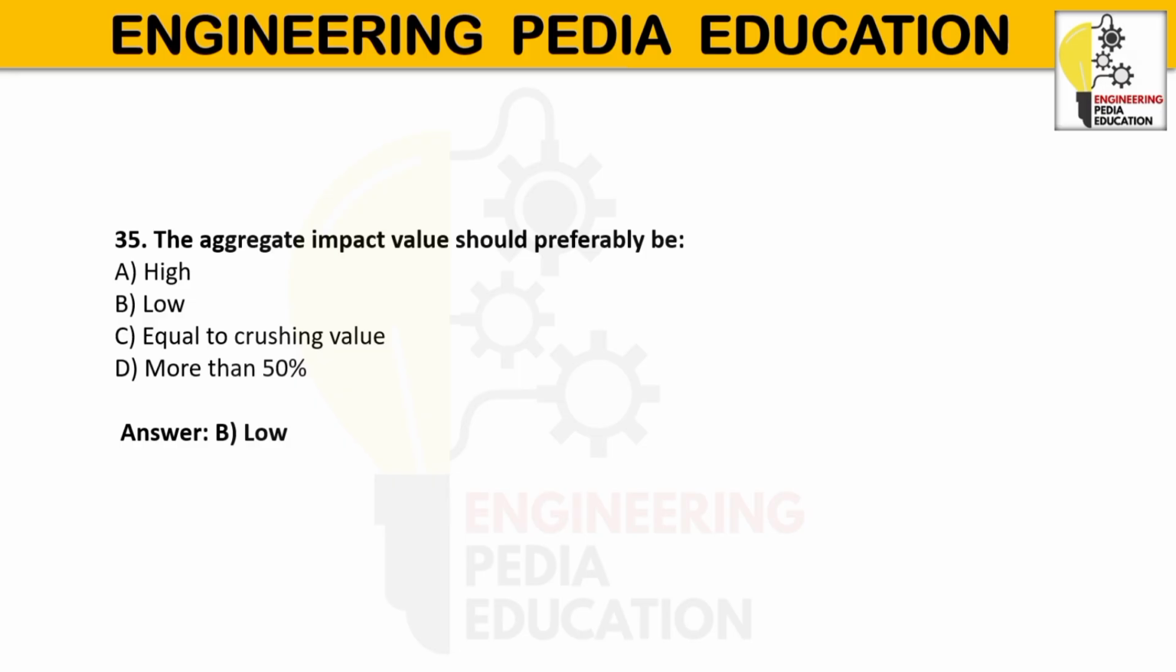Why is it low? The reason is that the aggregate has high toughness, meaning it can resist sudden impact or shock load without breaking. A low AIV indicates the aggregate has high toughness. It ensures good performance in load resistance to traffic loads and vibration, and increases durability of concrete and bituminous mix.